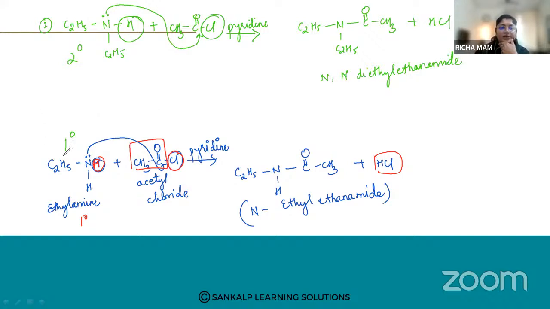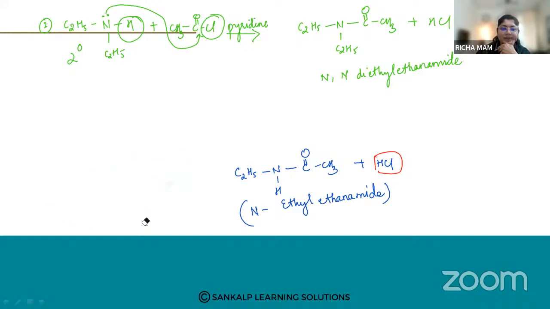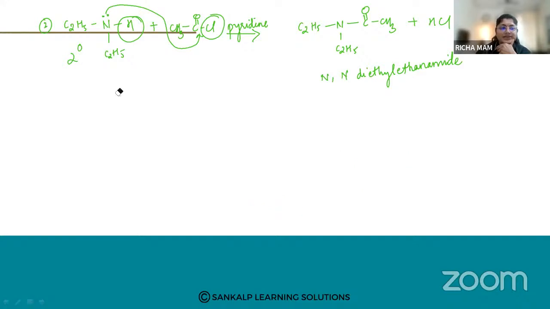Now this was alkyl amines, right? Now we will take aryl amines. Aryl amines means a benzene ring. So which is the simplest aryl amine, students? Aniline. Let us take aniline. So this is our aniline, NH2, a primary aromatic amine.